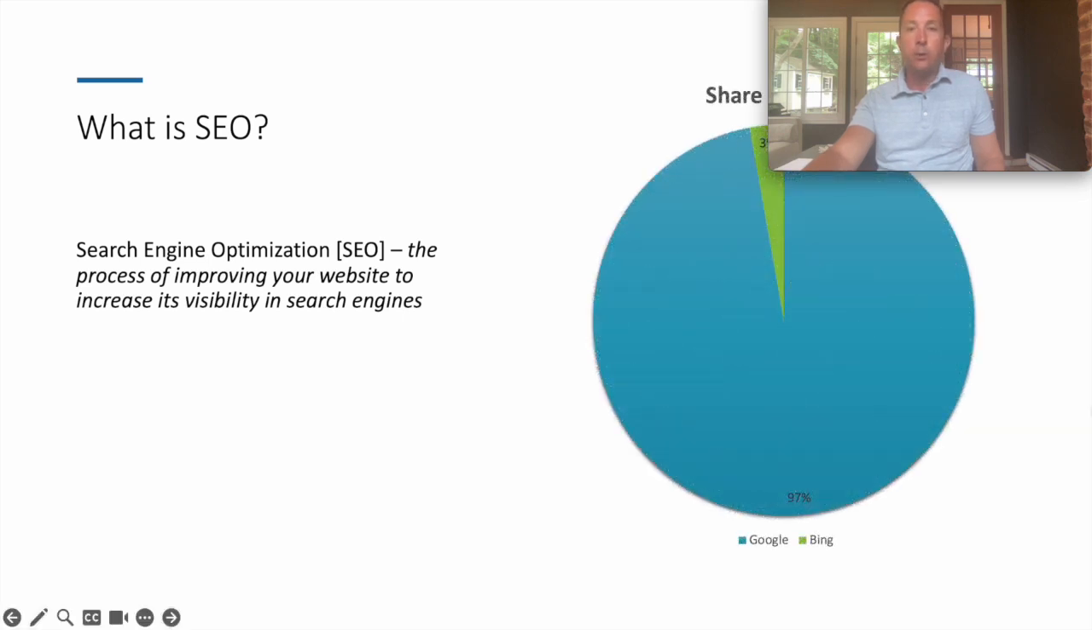Now, when we talk about SEO, there's really two major players in the space. There's Google and there's Bing. And Google is really the 800-pound gorilla in the room. You can see here 97% of the search traffic is through Google. So in what we're going to be talking about in these lessons, we're going to focus pretty heavily on how to optimize for Google. And if you're doing the right things for Google, you're going to rank for Bing anyway.